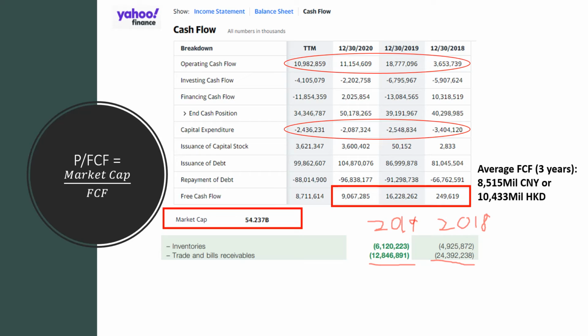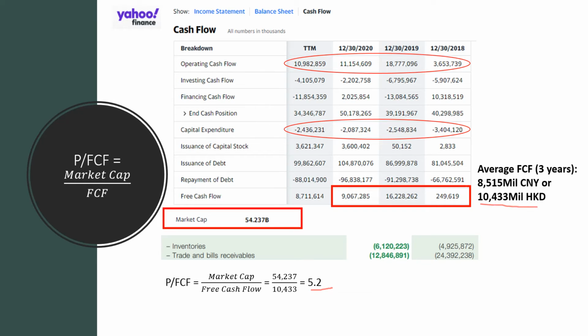Back to the calculation of price to free cash flow, taking the market cap divided by free cash flow, we will get a price to free cash flow of 5.2. I have to convert the free cash flow to HKD before computation of price to free cash flow as the market cap is denominated in Hong Kong dollars.